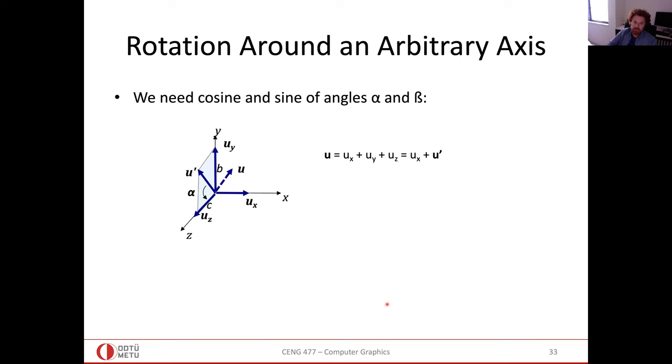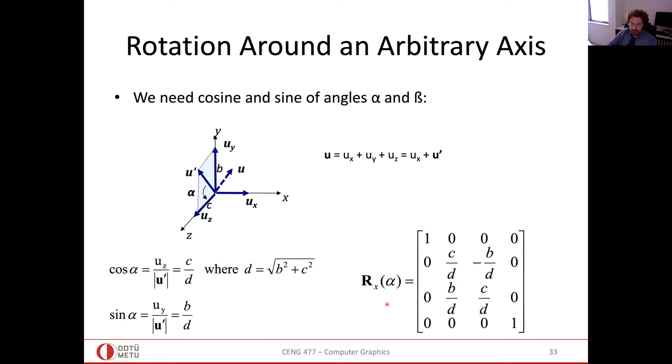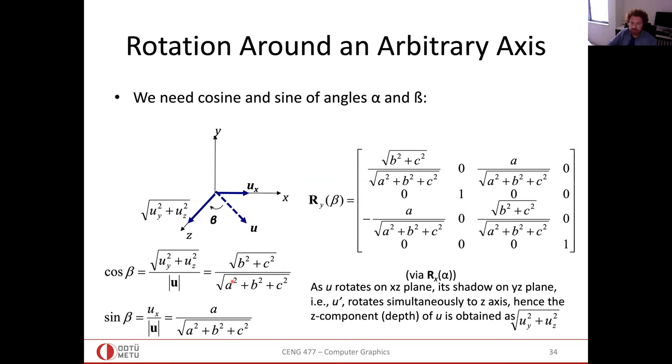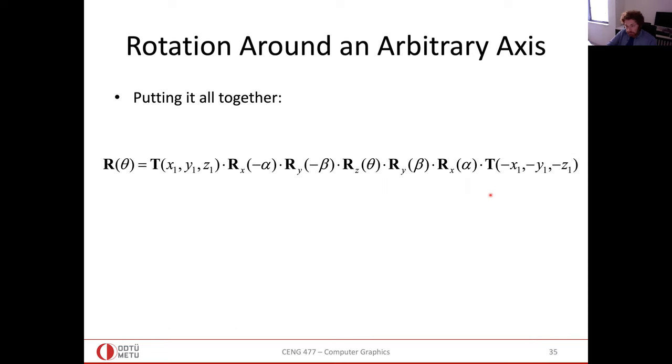And to get them, we use trigonometry using the coordinates of the normalized arbitrary vector V. So cosine of alpha is actually C over D. Okay, so just plug C over D here without even knowing what alpha is. Similarly, cosine of beta is derived like this, and put those versions here. And in the end, I have this system.